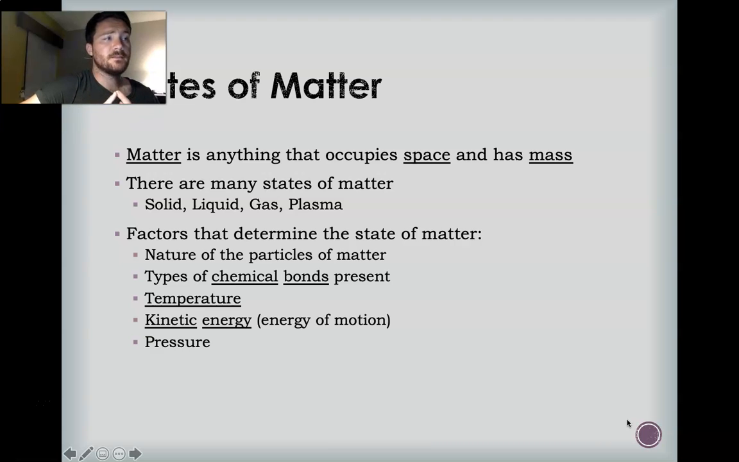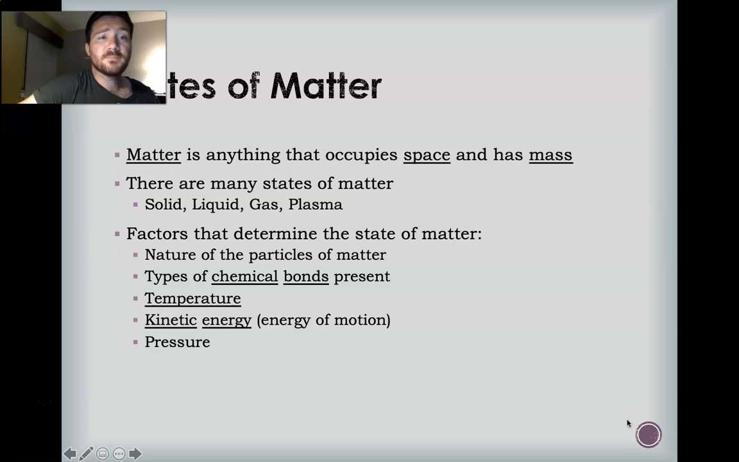So it is in the nature of some particles, for instance, mercury, to be a liquid. Nature of some particles like oxygen to be a gas. Nature of some particles like iron to be a metal, a solid metal, that is.